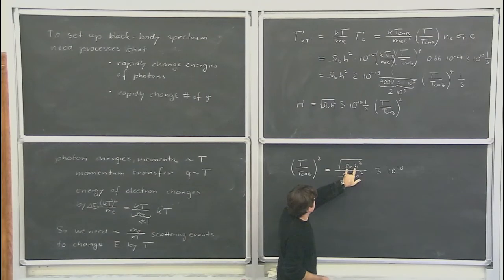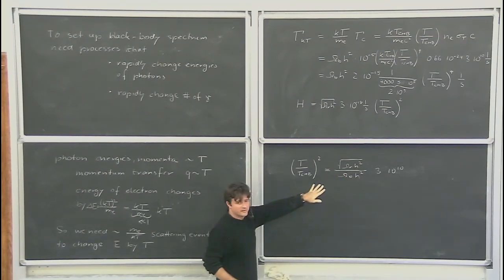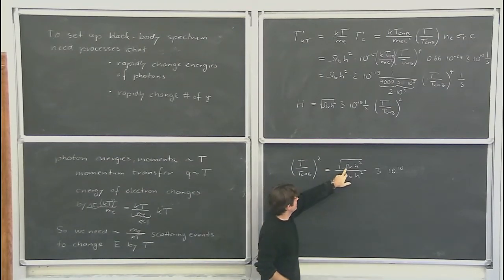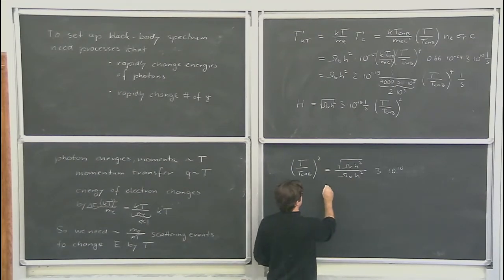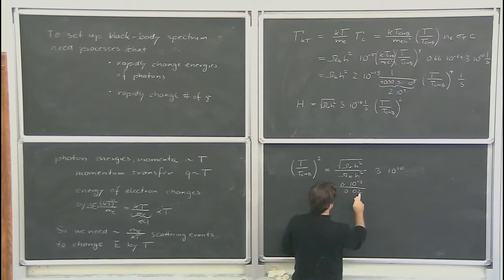And then omega radiation h squared, as we said, is, well, I erased it, but it's 4.15 times 10 to the minus 5. We can take the square root, which is 6 times 10 to the minus 3. So this is 6 times 10 to the minus 3, roughly, over 0.02. So this is 2 times 10 to the minus 3. So this is 0.3 times 3, which is roughly 1. So all in all, this is about 10 to the 10.